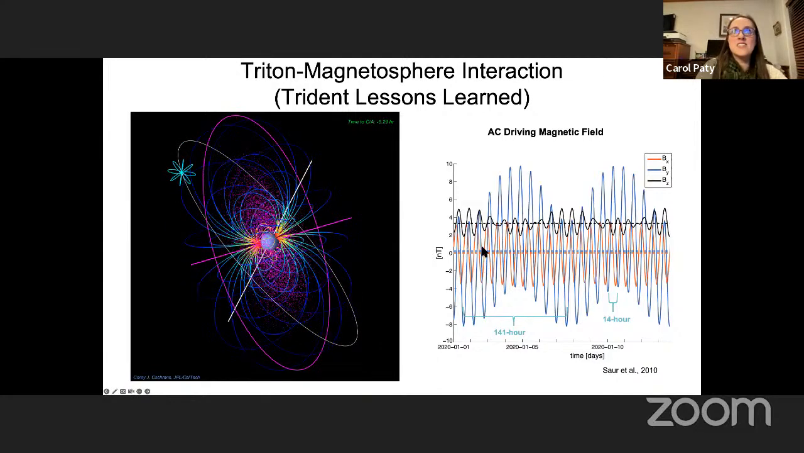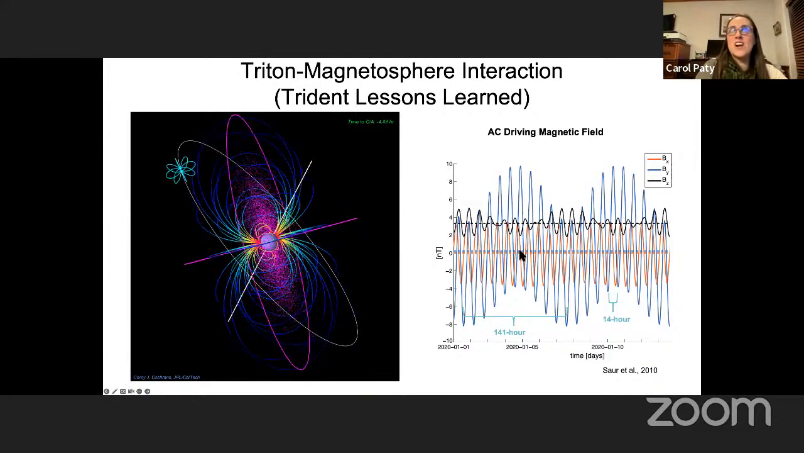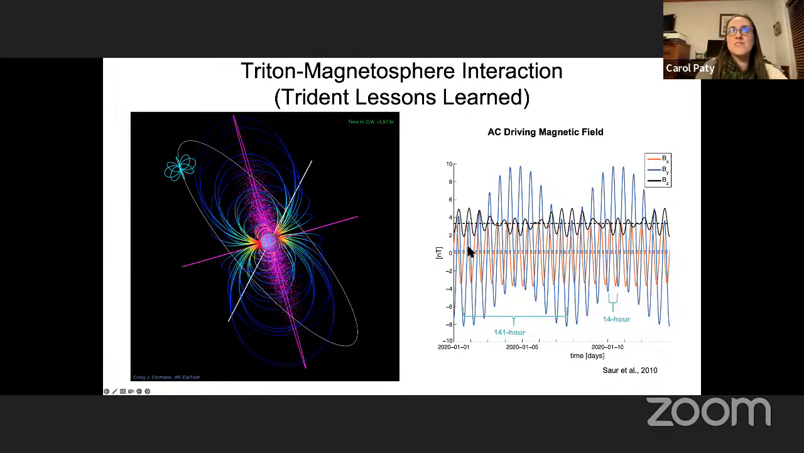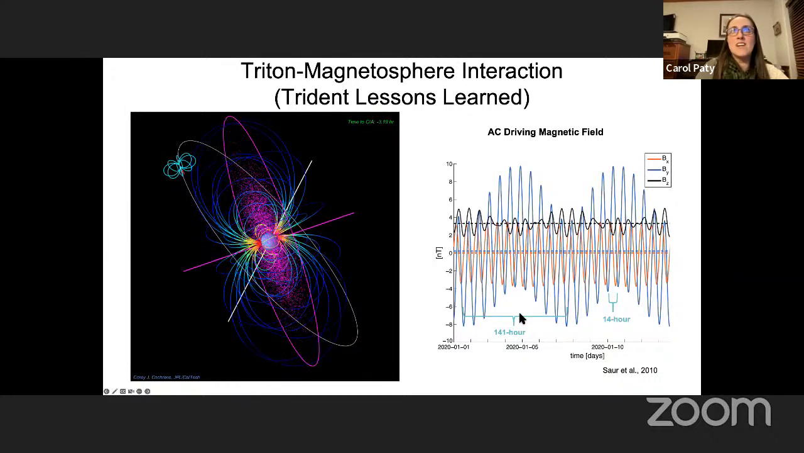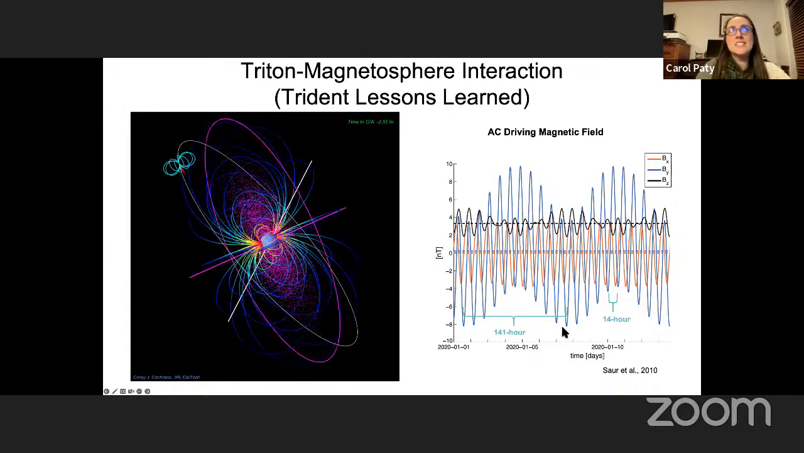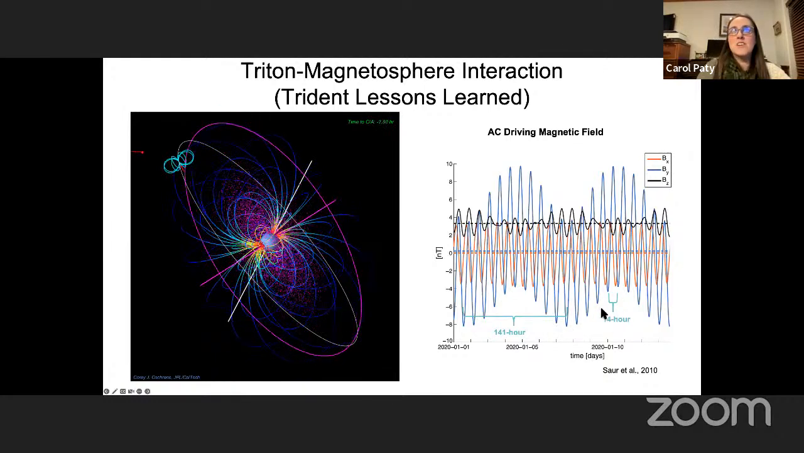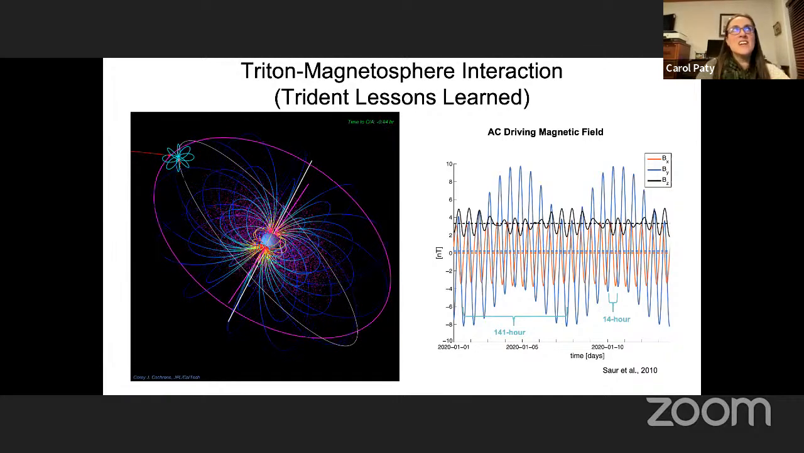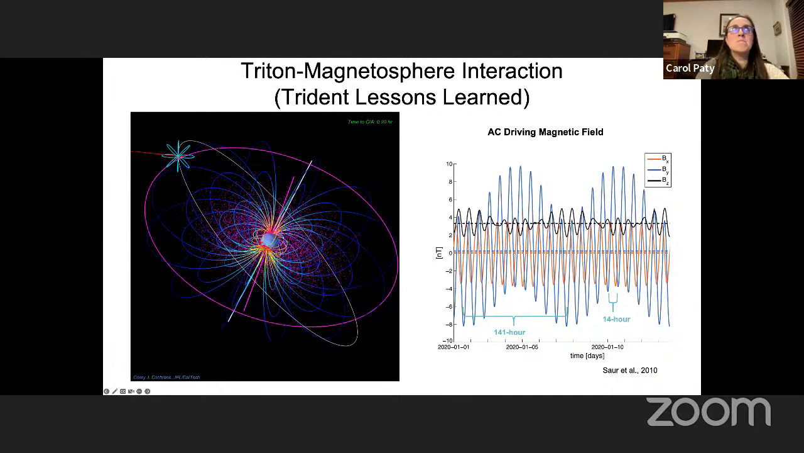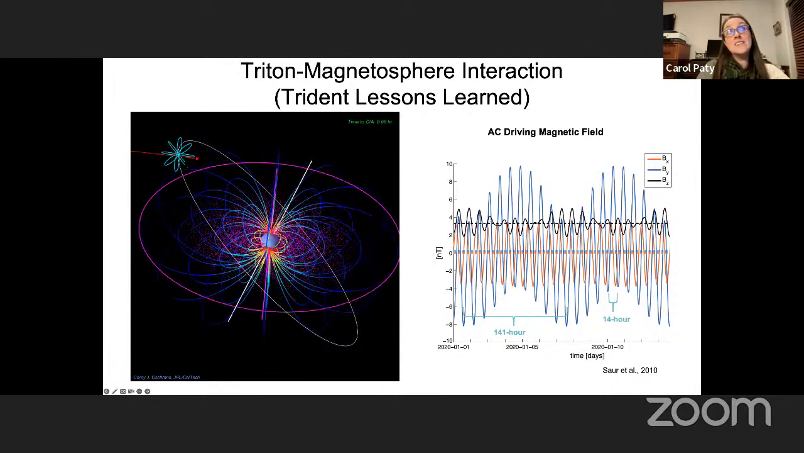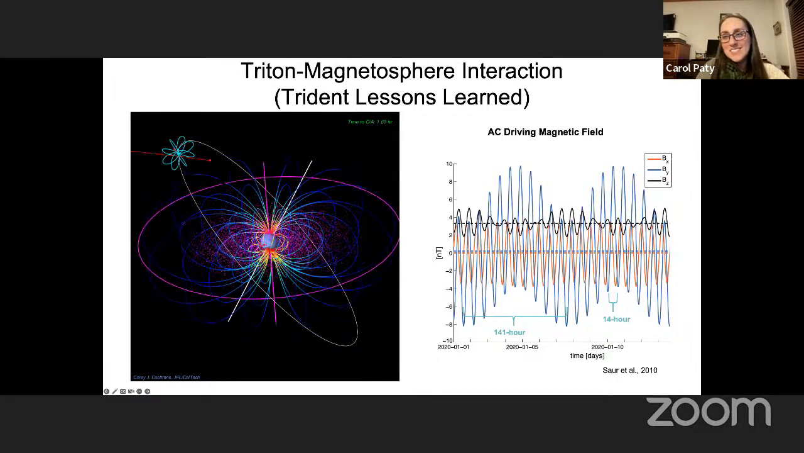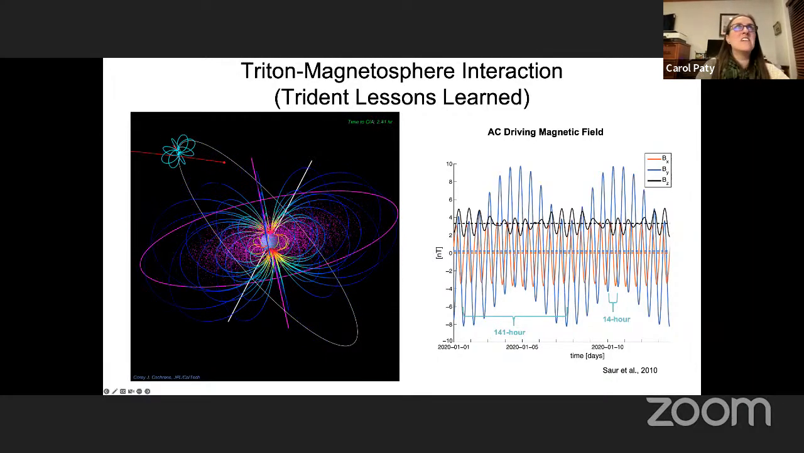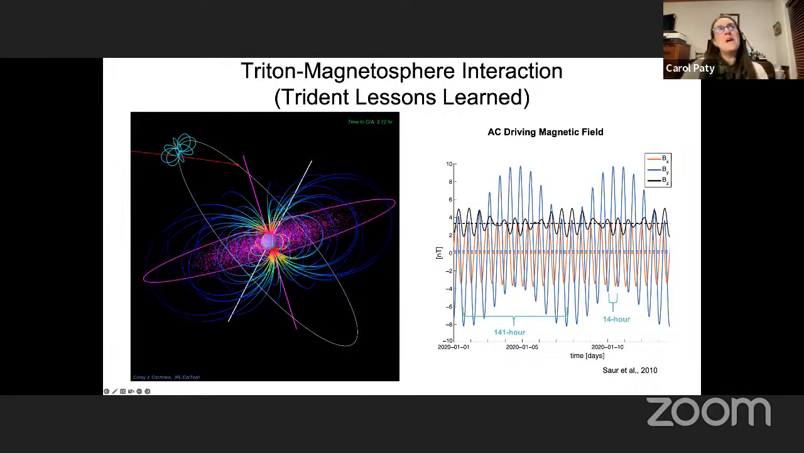And this is just an idea of what that perfectly sinusoidal driving field looks like. And we have a couple of different fields summing together because we have 141-hour periodicity from Triton's orbit, a 14-hour periodicity from its relative motion, and the rotation of Neptune's field. And that little red line up there was Trident flying by and discovering an ocean in the outer solar system, which is sadly not going to be the mission that is flown.